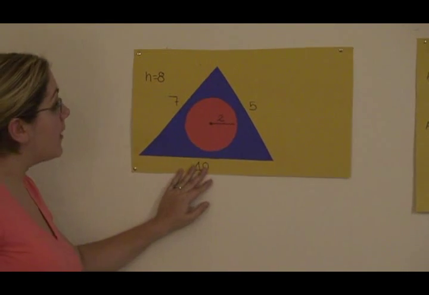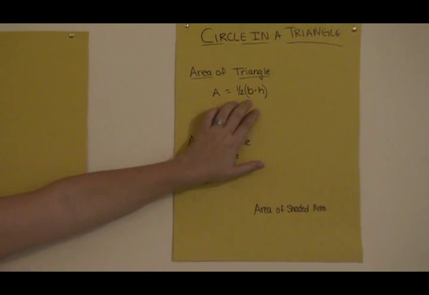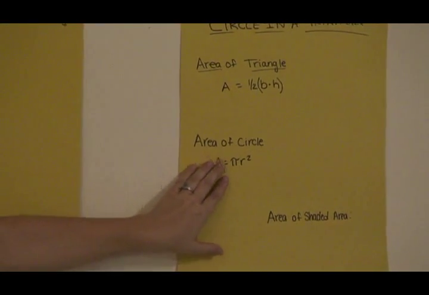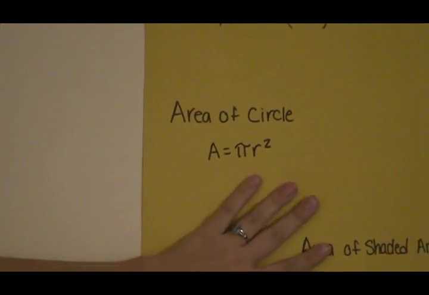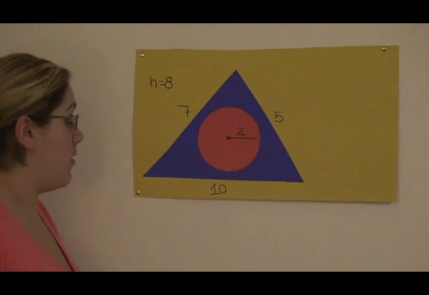Now, in order to find the area of a triangle, we go back to our formula, which is 1/2 base times height. And in order to find the area of a circle, we're going to go back to our formula pi r squared. First, let's go ahead and find the area of our triangle.